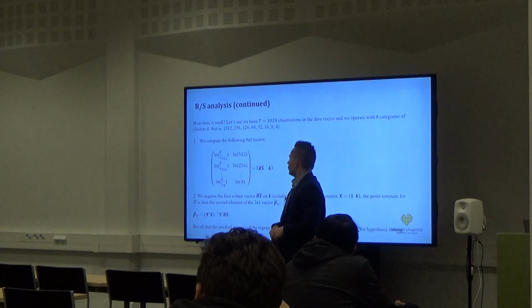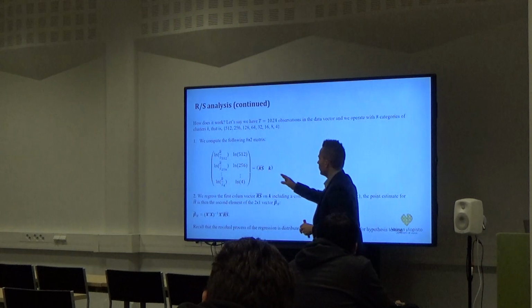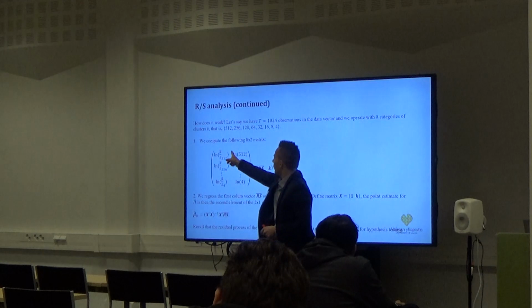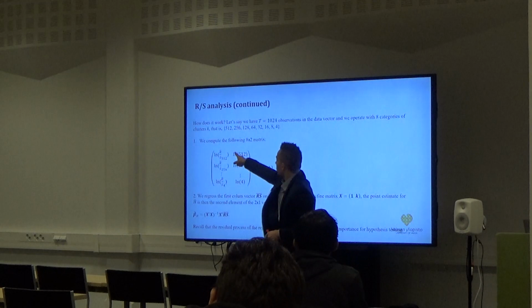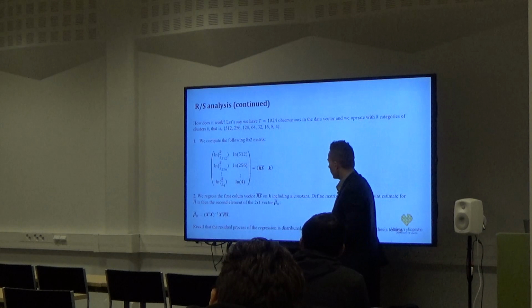So quite simple, actually. This gives us this matrix here in vector notation. We can denote this first vector as RS bar, and this second vector simply as K. So that's what we get from this analysis.